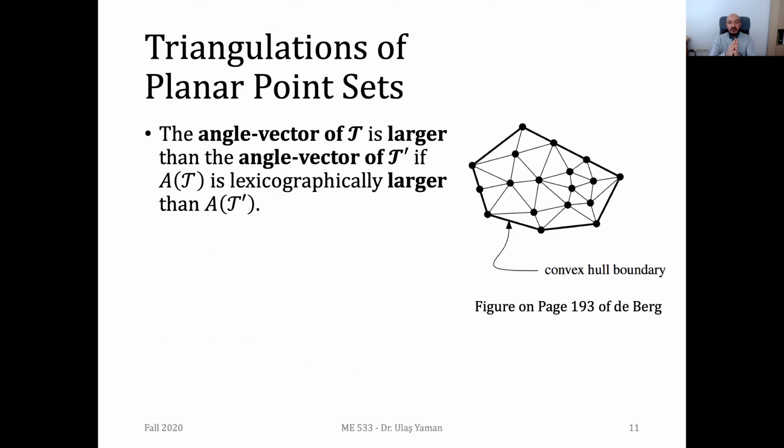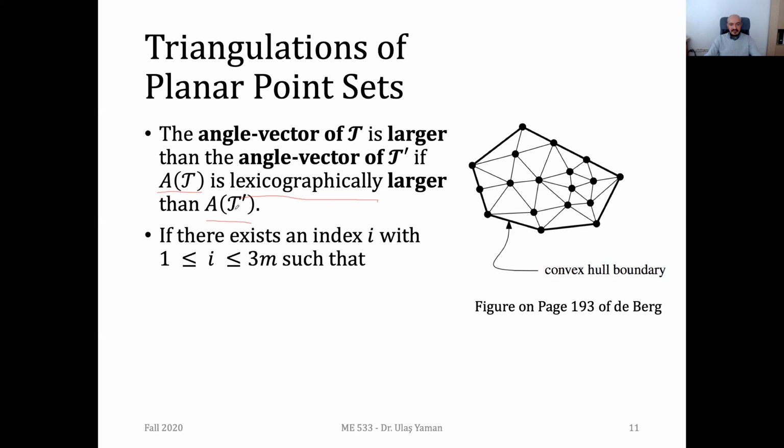So now we are going to actually compare these angle vectors. Which one is larger, which one is smaller? And we will be doing it in a lexicographical way. We will be comparing these two triangulations, their angle vectors, A of tau and A of tau prime, between each other, and check which one is larger and which one is smaller. So now let's go into the details of this comparison, how we're going to compare these two triangulations in terms of their angles. Assume that you have an index i.